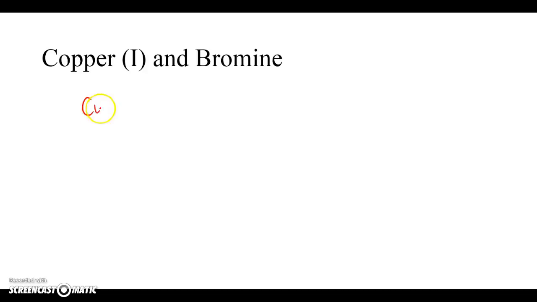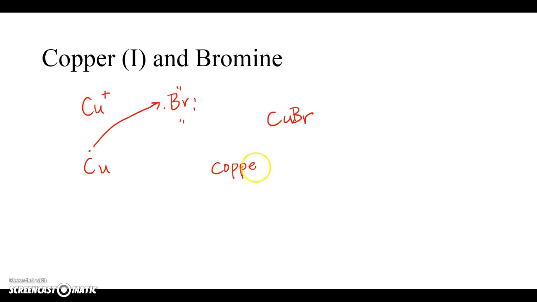This tells us copper has a positive 1 charge. Bromine, looking at the periodic table, has 7 electrons. So let's draw the dot structure. We know that copper has 1. With this here, bromine looks like it just needs 1 more electron. That copper is going to donate its electron, so we have CuBr, because both of them have a full valence shell, and this will be called copper 1 bromide.